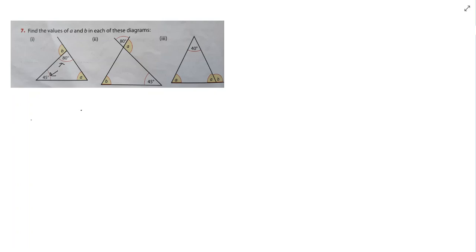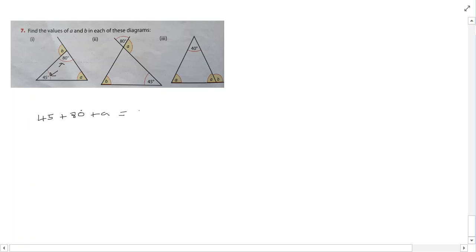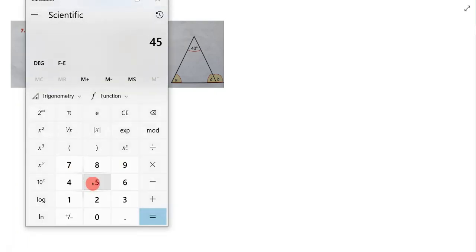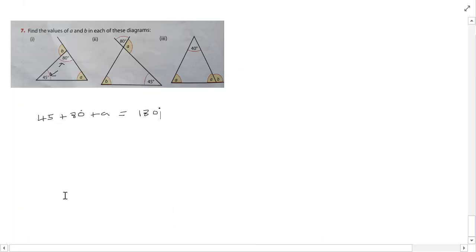So what does that mean? It means that 45 plus 80 plus A is equal to 180 degrees. So what you have to do is find out what A is. We can add these two up, 45 and 80. So 45 plus 80 is equal to 125, so 125 plus A is equal to 180.